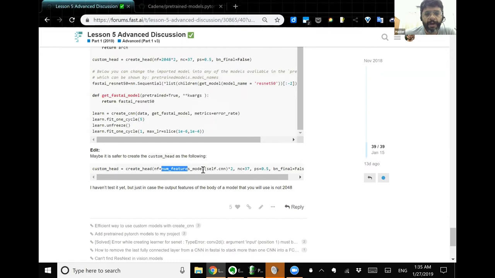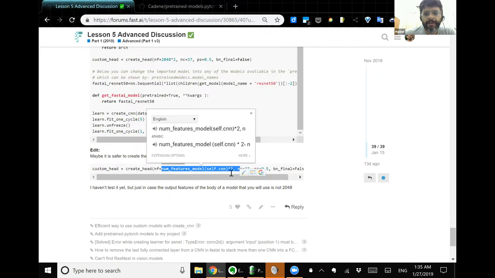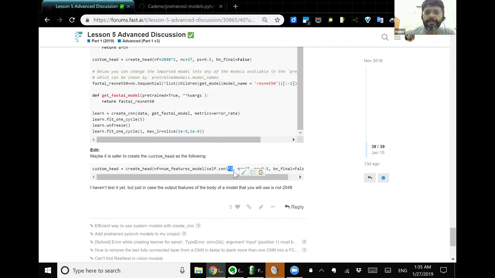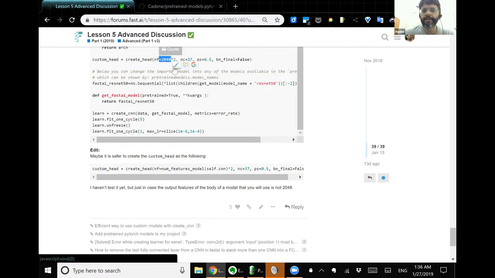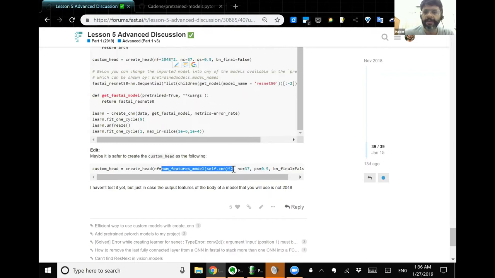You can check the number of features by this method, num features model of self CNN, multiplied by 2. The multiply by two is because the adaptive concat of Fast.ai is using two types of concatenation, so you have to multiply the features that are output from the body of the CNN by two. This is an important thing. Most of the models have 2,048 features coming out from the body, but if you are using other types of bodies, then this trick will do the job.